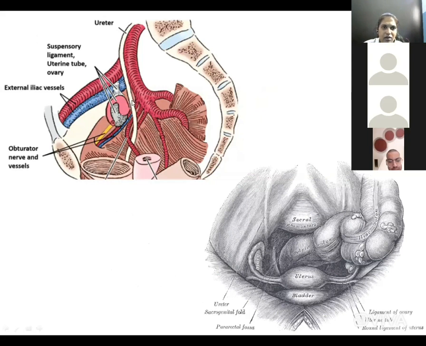Now in living condition, the ovarian fossa boundaries are above, the external iliac vessels, the artery and the vein; posteriorly, the ureter and internal iliac; inferiorly, the obturator vessels and nerves; and anteriorly, which is shown in this diagram, the broad ligament.